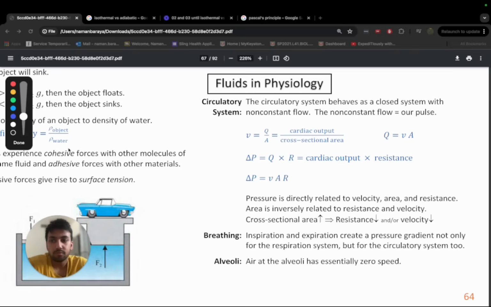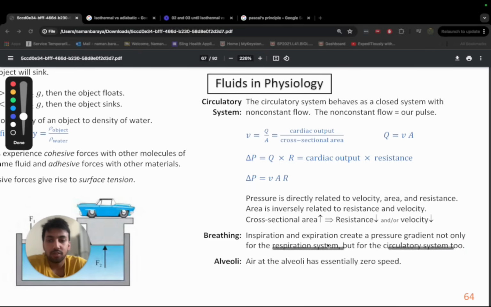Okay, next we're talking about breathing. And again, these are all clinical correlates of physics. So these are kind of the ways that they'll test you when you're reading the article. So breathing, basically inspiration and expiration creates pressure gradients, not only for the respiratory system, but for the circulatory system too.